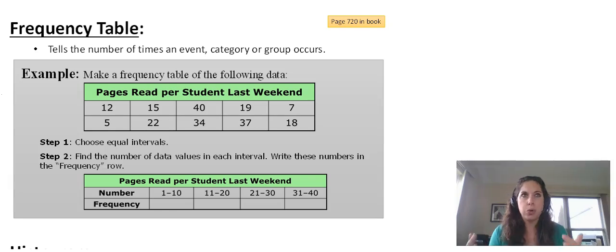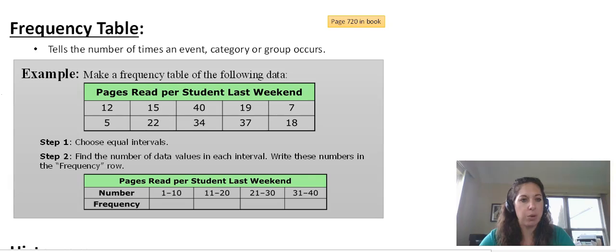Now, you have to be the judge of this. There's no right or wrong set of intervals, but it wouldn't make sense for me to do intervals of 20 because then I would only have two groups. It wouldn't make sense to do groups of 2 because I would have some intervals that didn't have any data in them. So for me, this choice was sets of 10.